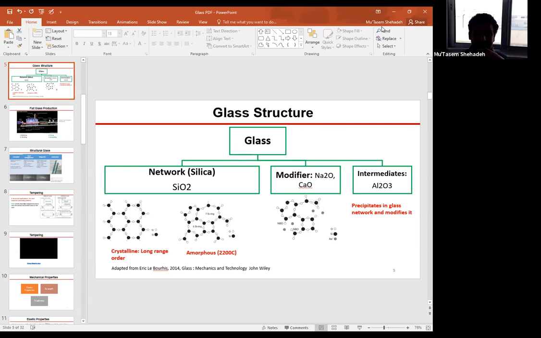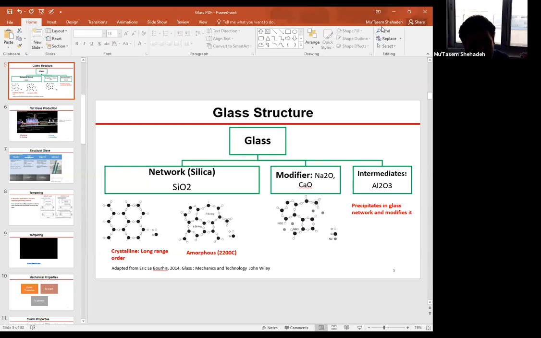Yes, it is feasible, especially the intermediates that are used in making the glass, which are usually metal oxides like alumina. These materials, in fact, can precipitate, and they can form very small nano precipitates within the network of the glass. This has been observed experimentally, that crystalline precipitates of aluminum oxide are formed within the network of the glass. The role of this, I'm really not sure what it does exactly. I know that it modifies the network.